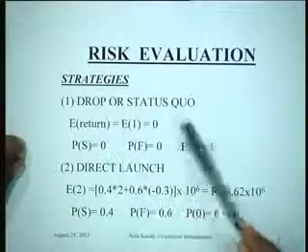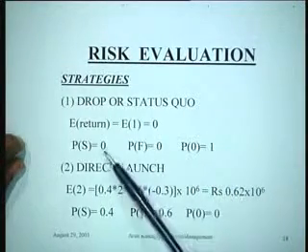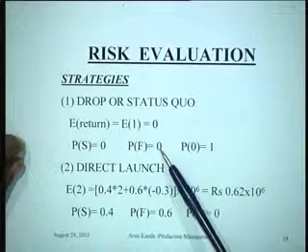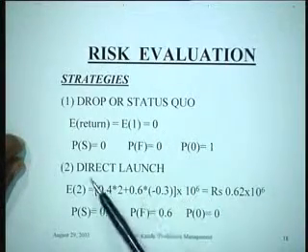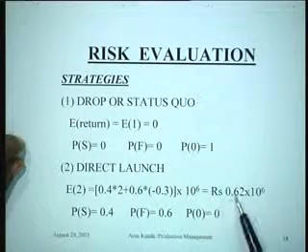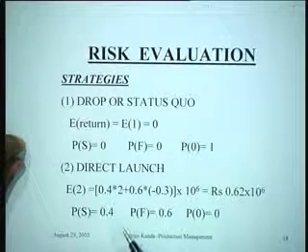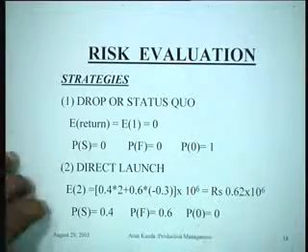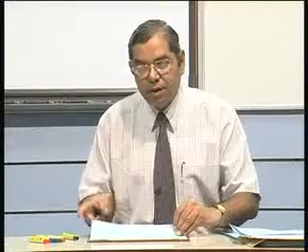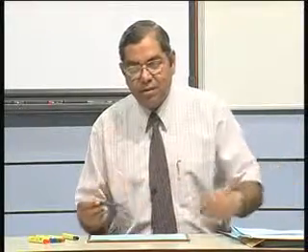So, we can talk about the first strategy, which is drop or status quo, which is very simple, and that has no probability of success and failure. There is nothing like that. So, it's just a 0 expected return in this particular case. And in the direct launch, of course, there is a probability of 0.4 of success and a probability of 0.6 of failure, and that's what it is in terms of these two strategies.